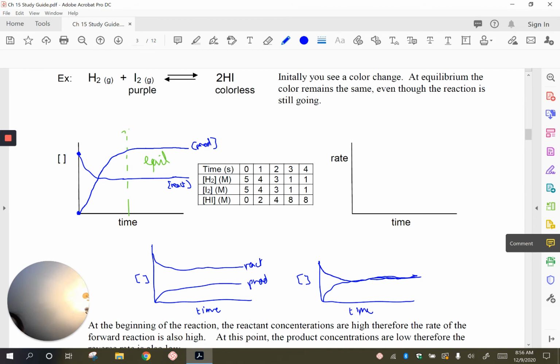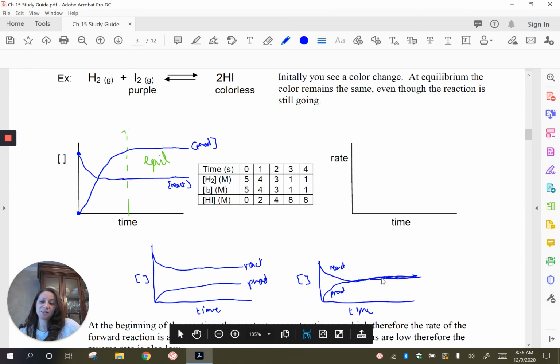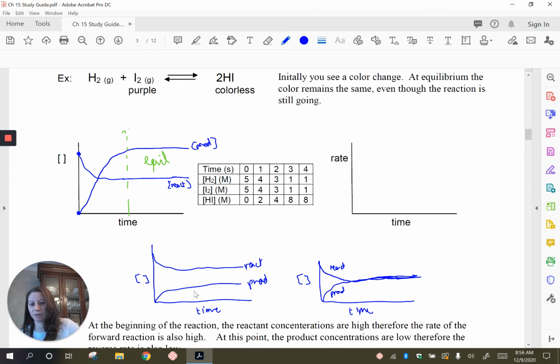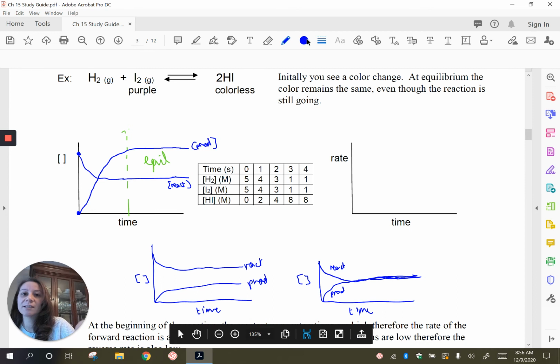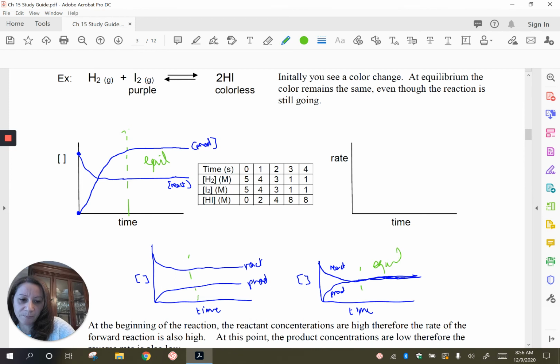Sorry, I can't draw. These are overlapping here. So these are your products. These are your reactants. So it is possible. It's pretty rare, but it is possible that for a specific reaction, you get the same amount of reactants and products at equilibrium. It would look like this. But in most cases, you have more products than reactants or more reactants than products once you reach equilibrium. But what is the same about all of these is that once you've reached equilibrium, the concentrations of the reactants and the products remain constant.